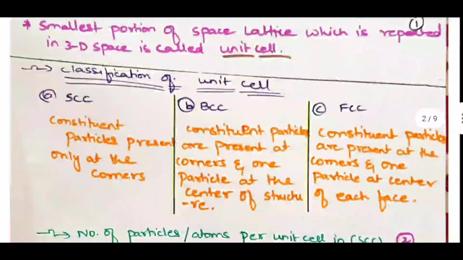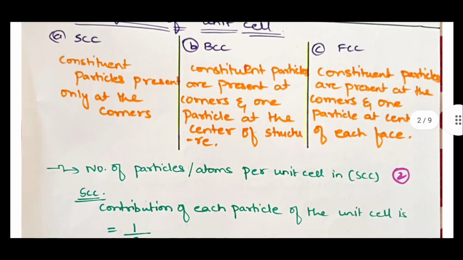We have the different classifications of unit cell: SCC, BCC and FCC. In SCC, the constituent particles, that is lattice points, are present only at the corners. In BCC, the constituent particles are present at the corners plus one lattice point at the center of the structure. In FCC, the constituent particles are present at the corners plus one particle at the center of each face. In a cube you have 6 faces, so at the center of each of the 6 faces, there is one constituent particle. So now let's move on.